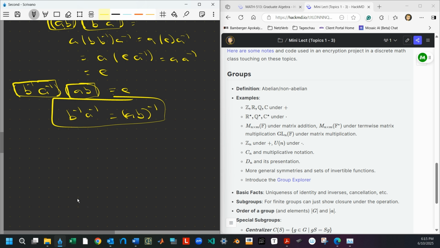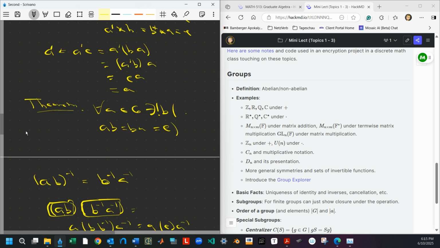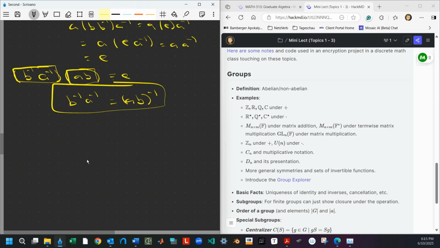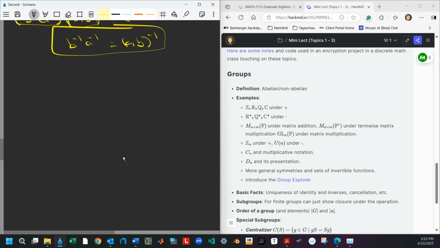Good. So there are some nice little theorems. It's three theorems, right? The identity is unique, inverses are unique, and the inverse of a product is the product of the inverses in the opposite order. So there are three little theorems about groups. Okay. Now, in terms of examples of groups, there's a bunch.